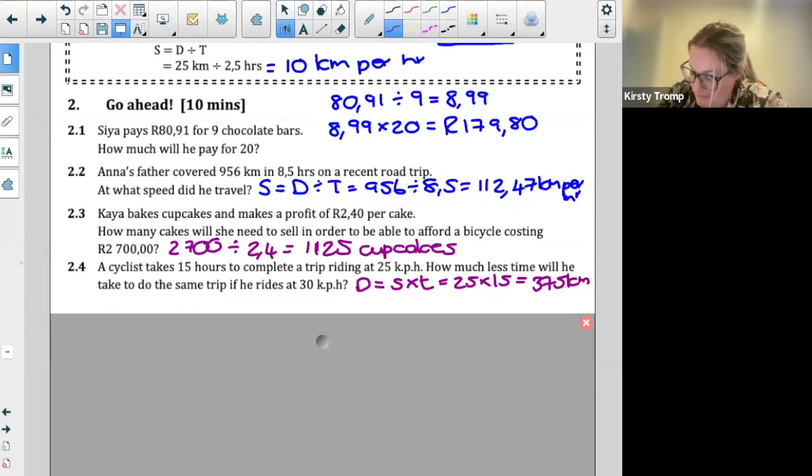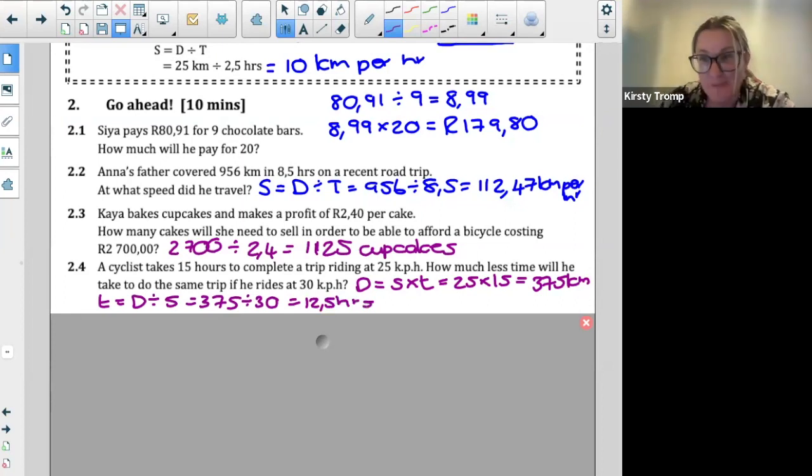And then I said 375 divided by 30. Good. So now I want to work out what the time is. So you said distance divided by speed, 375 divided by 30. Amazing. Equals 12.5 kilometers per hour. And it's time, so it's 12.5 hours. Happy with that? Perfect. And what did you do as your final thing? I didn't get that far yet. But I am still so happy with what you've done so far.